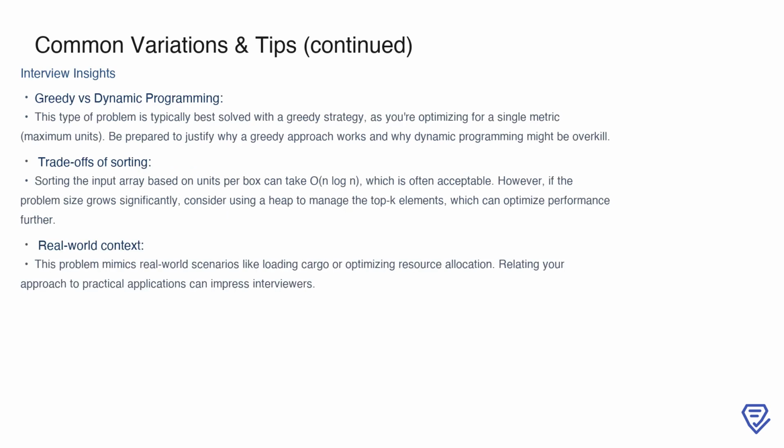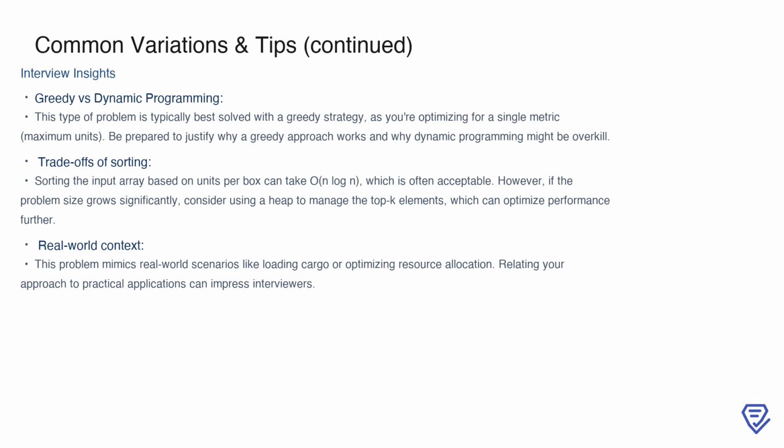In interviews, it's crucial to articulate the reasoning behind your chosen approach. For this problem, using a greedy strategy is often the best option because the goal is to optimize for a single metric, maximizing the number of units. Be prepared to explain why dynamic programming, which is more suited for problems with overlapping subproblems, is unnecessary here.